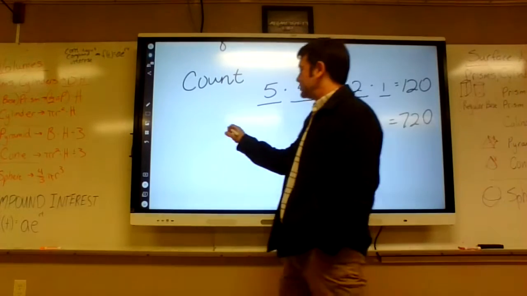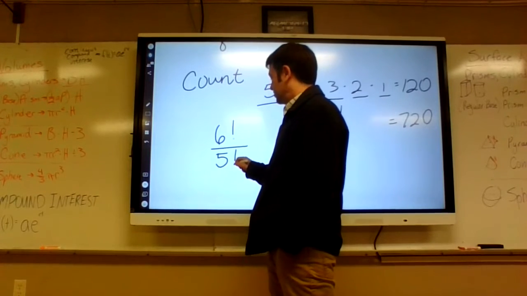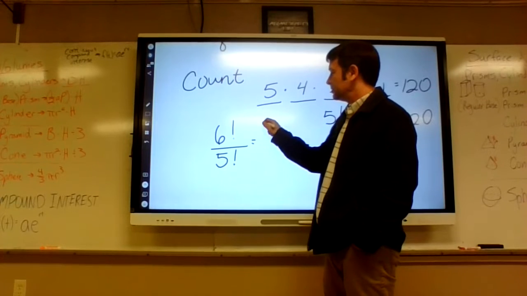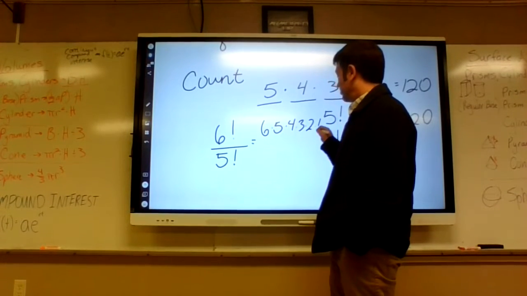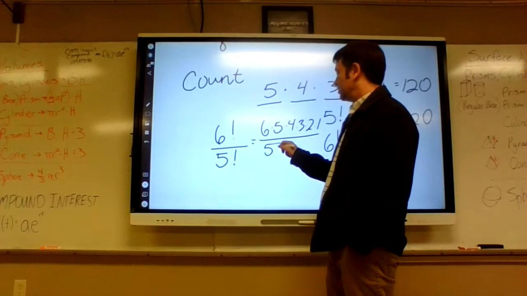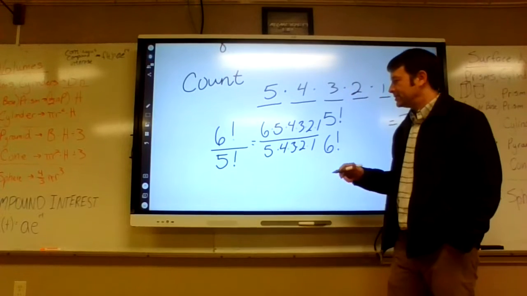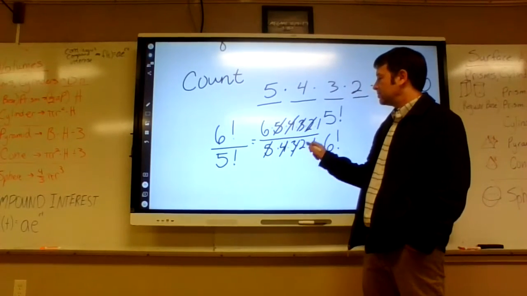You guys know what happens if we divide 6 factorial by 5 factorial? You just get 6. Yeah, it's just 6. Do you guys see how that happens? Times 5 divided by 5, those cancel out.